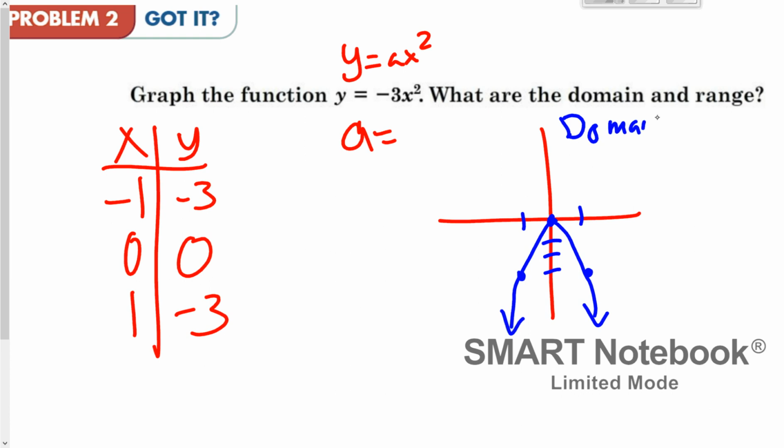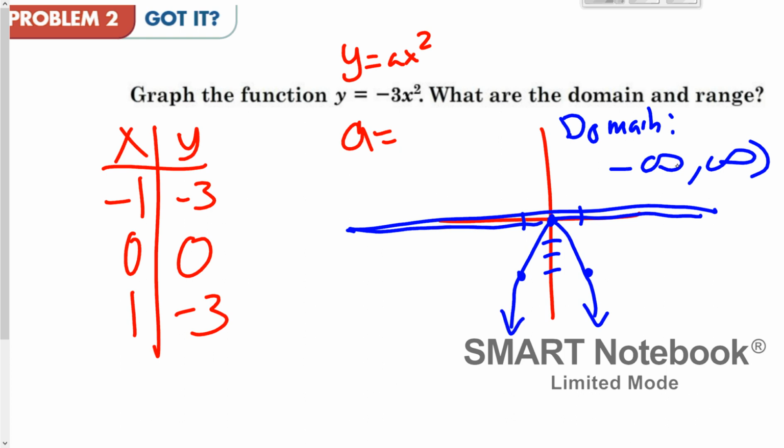Now what's my domain? What can I plug in for x that I get answers out? Can I plug any number in this way? Yep. So it's from negative infinity, because we start from left to right, to positive infinity. Okay, what's my range? Start with the lowest y value. Well, it keeps on going down, so my lowest y value is negative infinity.